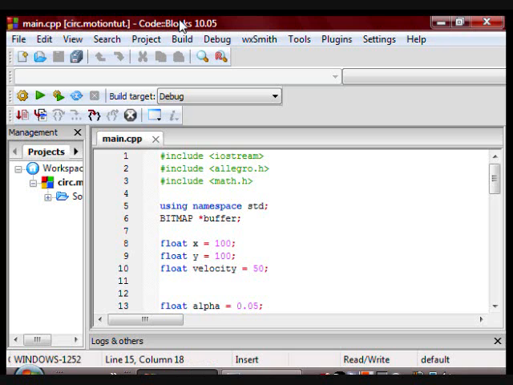Hi guys, today I'm going to show you how to implement uniform circular motion with C++ using the Allegro library. Now before I start with the code, there are a few things you need to know about uniform circular motion. The first thing is that the speed is constant, but the velocity is not. The velocity has direction, so the direction changes, but the magnitude of the velocity does not.